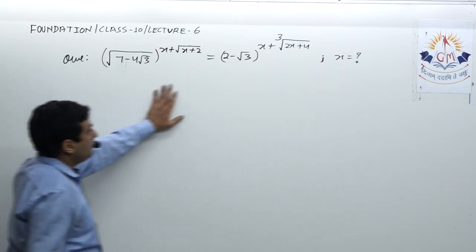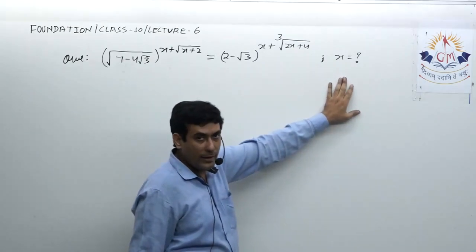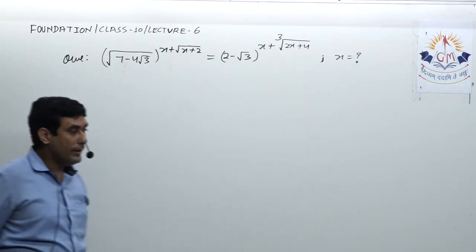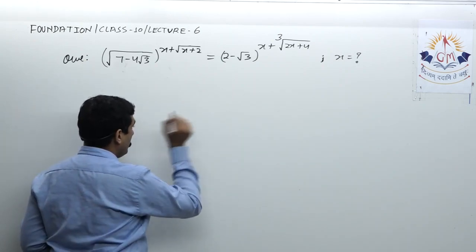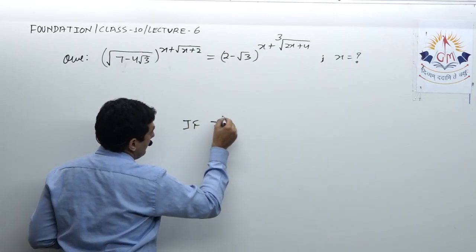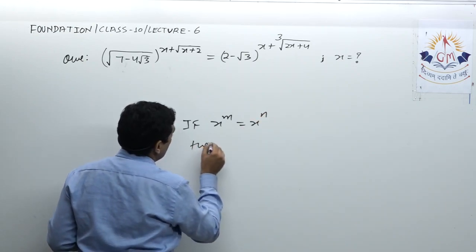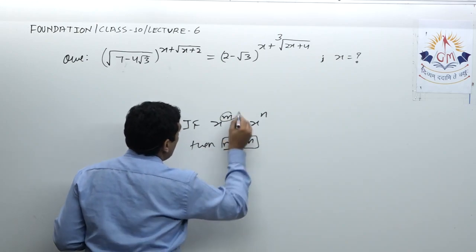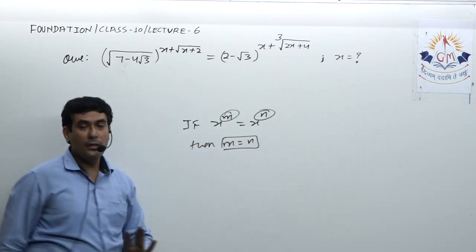Okay, so there are two numbers and we need to find the value of x, which is actually given in the exponent. So in the laws of exponent you must have studied or learned that formula: if x raised to m is equal to x raised to n, then m is equal to n. That means if the bases are same, we can compare the powers.